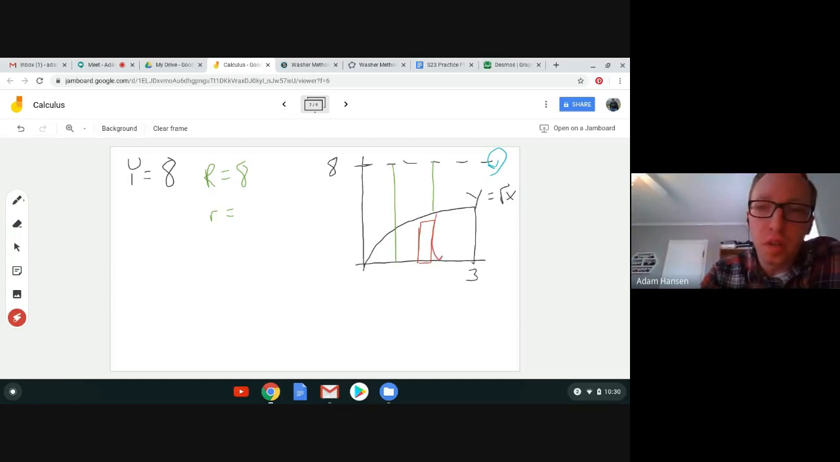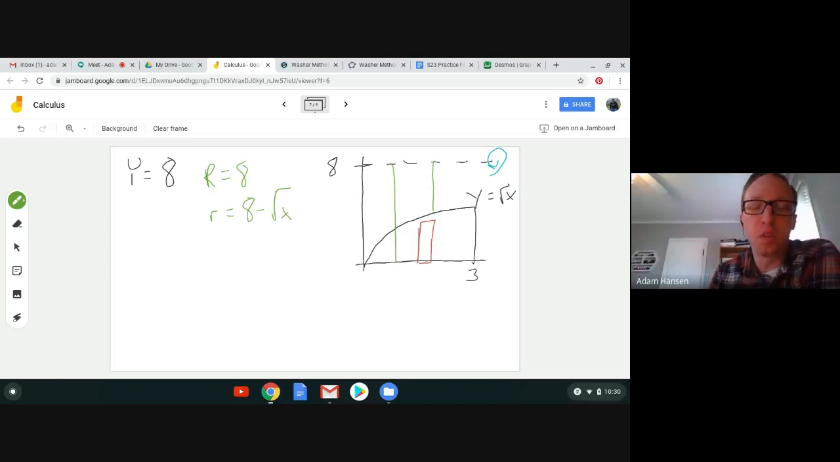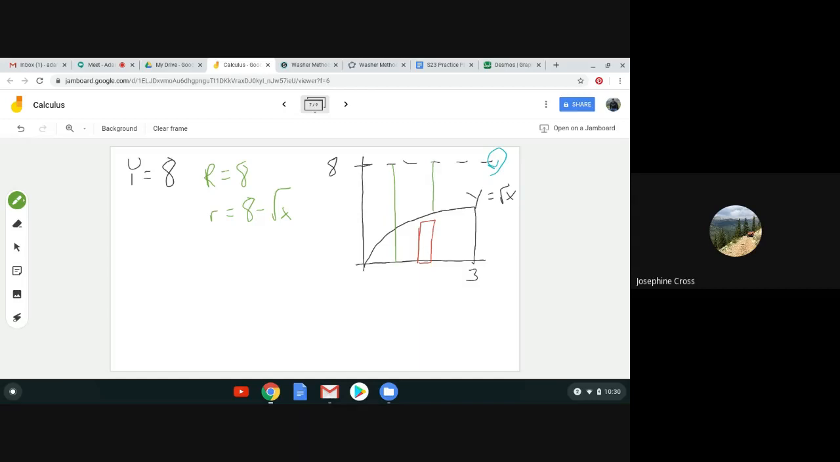This is the square root of x. This is 8. But what's this? I believe it would be 8 minus the square root of x. Was that what we were going to say there? I'm sorry to cut you off. Yeah, I was gonna say that, but that's good. Glad you got it. Excellent.